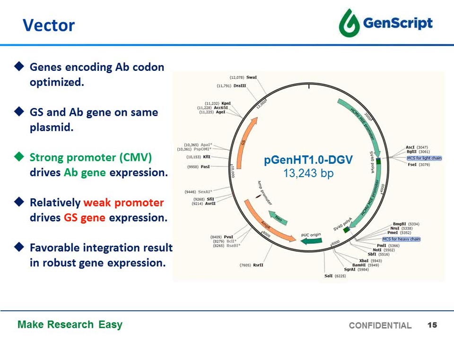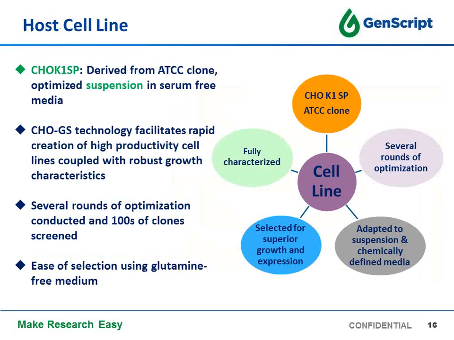So here I show you the map of our vector developed in-house. And the gene encoding your target antibody can be codon optimized. And you have a strong promoter that drives the antibody gene expression and a relatively weak promoter to drive the GS gene expression, coupled with the selection using the MSX, which selects for the integration at transcription level. And also our GS system facilitates rapid creation of high productivity cell lines.